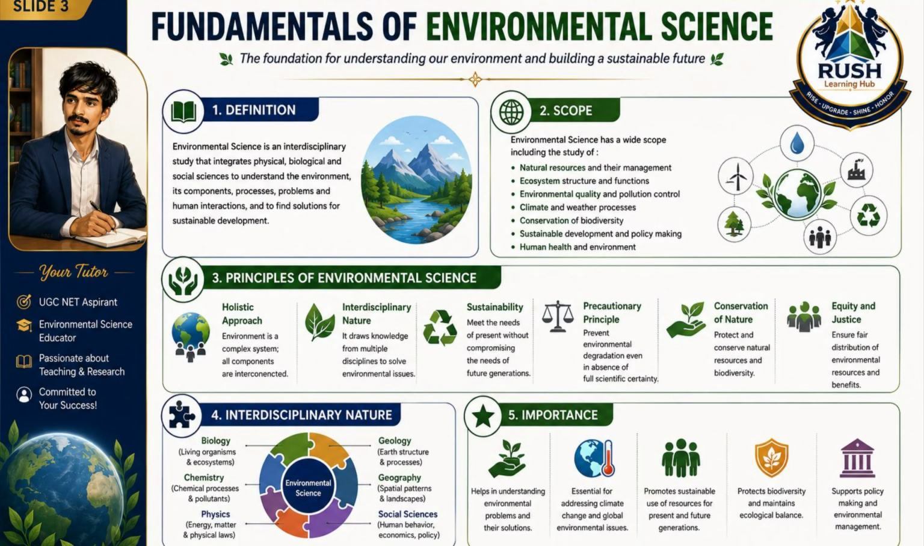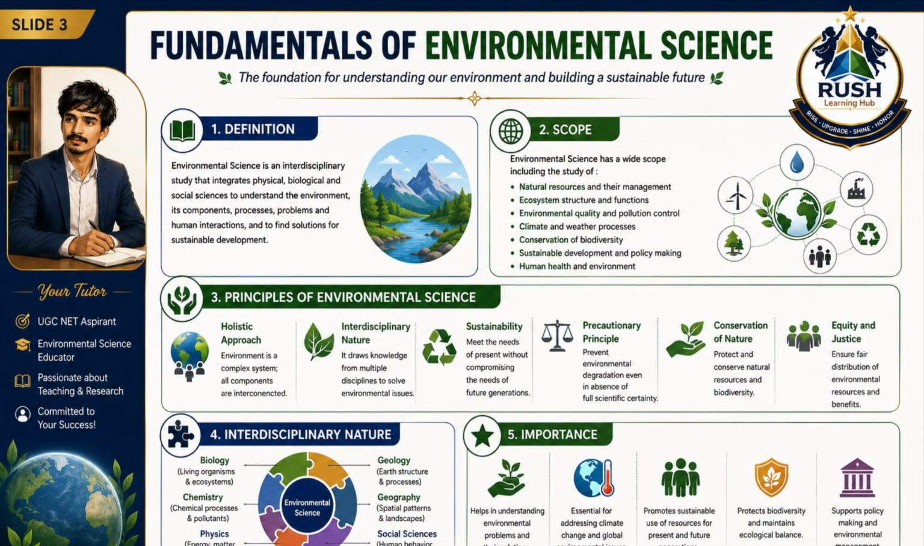Environmental science is not limited to forests, wildlife, or pollution alone. It also includes energy resources, water management, climate change, disaster management, urban planning, agriculture, and technological tools such as remote sensing and GIS. This broad scope makes environmental science one of the most important disciplines for addressing global environmental challenges. Now let's move to the fundamental principles of environmental science.